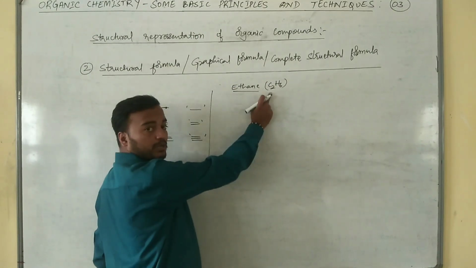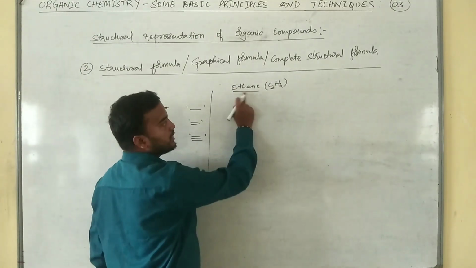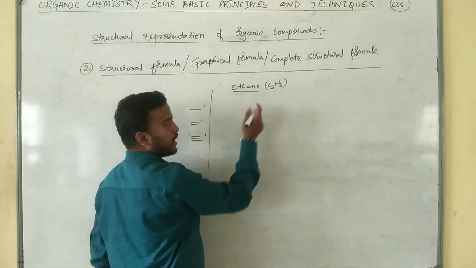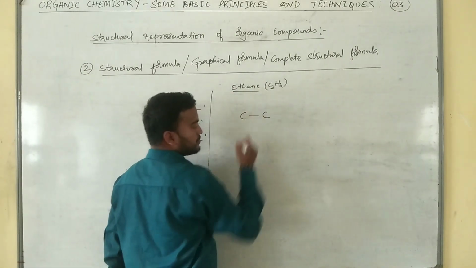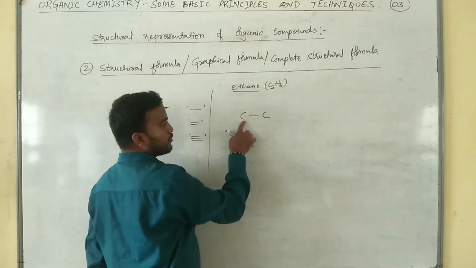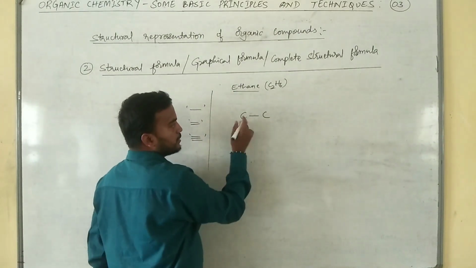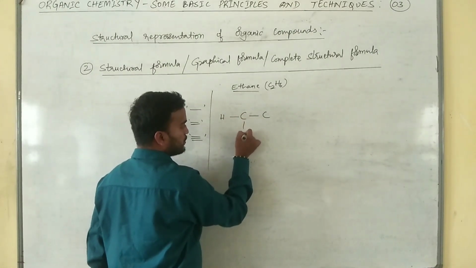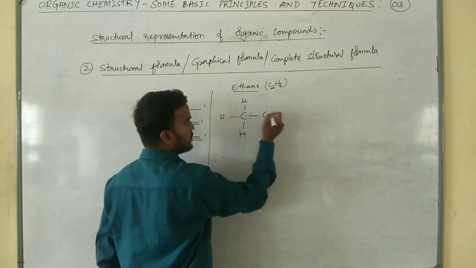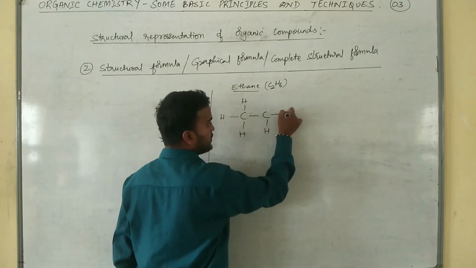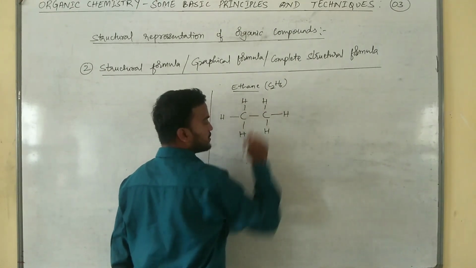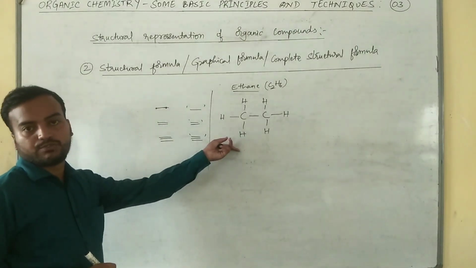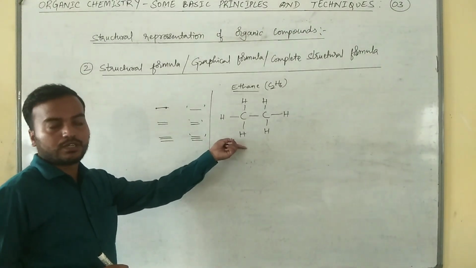So we have 2 carbon atoms and 6 hydrogen atoms. ANE represents the bond between 2 carbon atoms is a single bond. ANE is nothing but carbon carbon single bond. So this carbon contains 3 hydrogens, 1 2 3. This carbon also contains 3 hydrogens. So this is the complete structural formula, or it is also known as graphical formula.